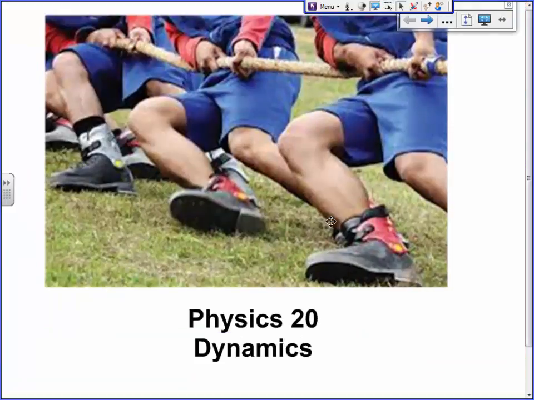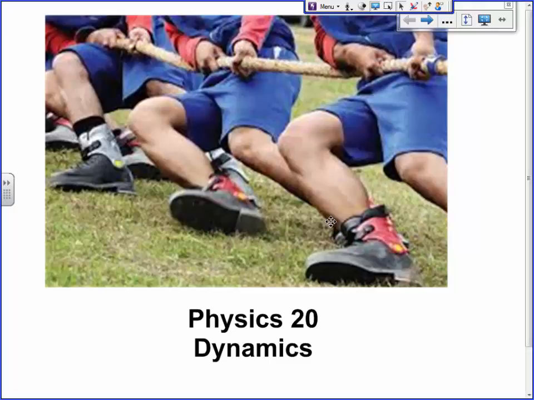Okay, so unit one was on kinematics. Do you guys remember the definition of kinematics from one of the quizzes? Well, what is kinematics? Like things that are in motion, right? But it doesn't talk about the why they're in motion. It just talks about where they would be, right?